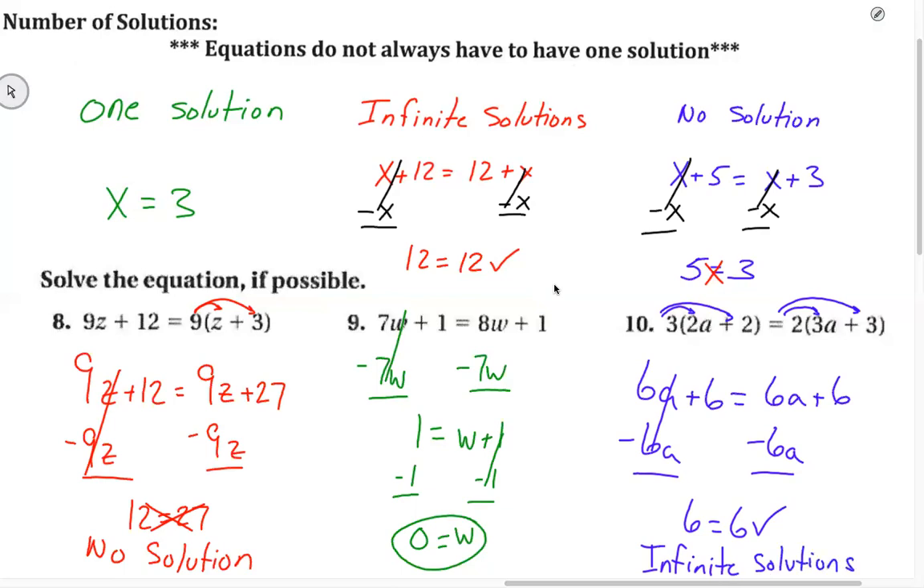Now, here's one thing I want you to notice. When it was no solution, I wrote no solution. When it was infinite solution, I wrote infinite solution. What did I not write? I didn't write one solution. I never write one solution. If there is a solution, I find it. Okay? I should not see on your papers one solution. All right? There is a solution. I want to see it. I want to know what it is.